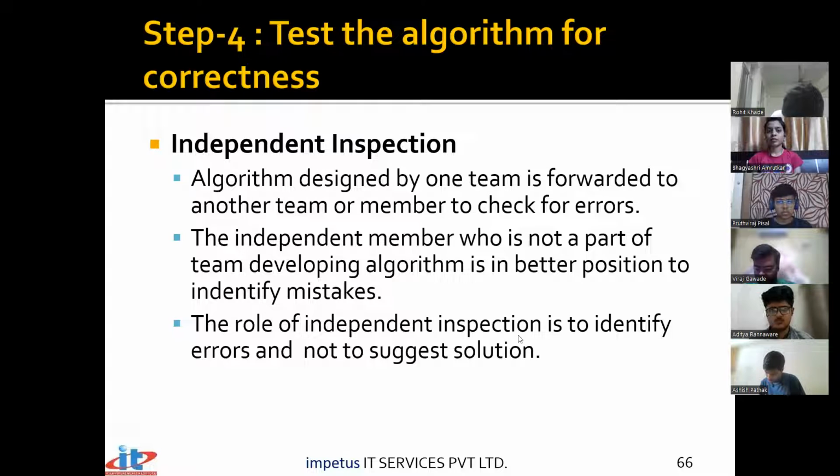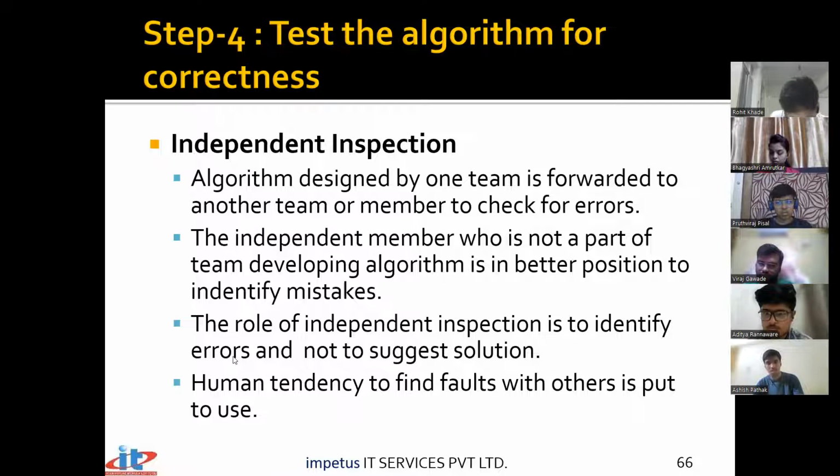The role of the independent inspection is to identify errors and not to suggest the solution. So if Aditya is an independent inspector, and you pass the code to him, he is not responsible, if he finds the bug, for suggesting the solution to that particular mistake. His role is only to find the mistake, not to bother about how this problem can be solved. That's the development team's responsibility. So that's independent inspection. The human tendency to find fault with others is put to use.